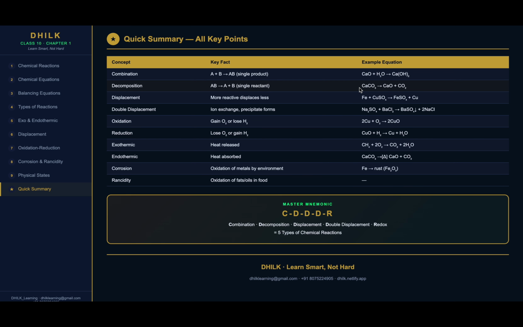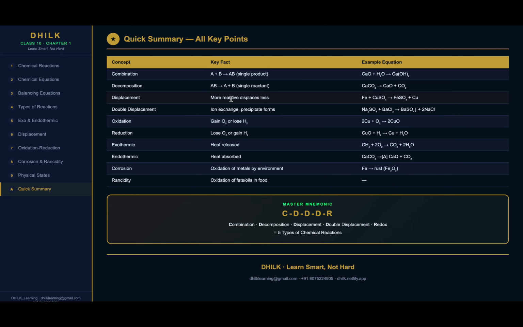For example, generally we can say in a decomposition reaction, CaCO3 is converted into CaO and carbon dioxide. This is an example of a decomposition reaction. Now displacement reaction. Here a more reactive metal is displacing a less reactive one from its solution. For example, iron plus copper sulfate gives FeSO4 plus copper. So here Fe is more reactive than copper. So Fe can replace copper in the copper sulfate solution, release the copper and form FeSO4. We have discussed these topics also.